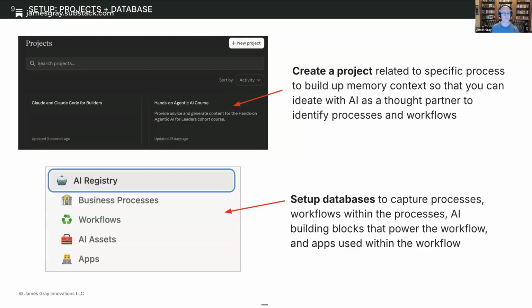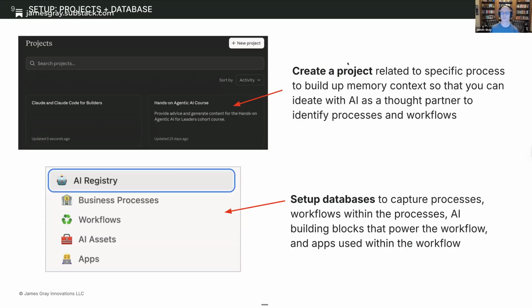And then the other thing that I do is I set up a database because as we go through this process, we're going to need to catalog and register what our workflows are, what our business process is, what are the workflows within that business process. And then we need to identify, as we go through this deconstruction process, what are the AI building blocks that we're going to need. Last Friday, one of the building blocks I went deep on was skills, right? So we're going to need to catalog this stuff because we're never going to remember it. Okay, so those are the two things that I do from a setup perspective.